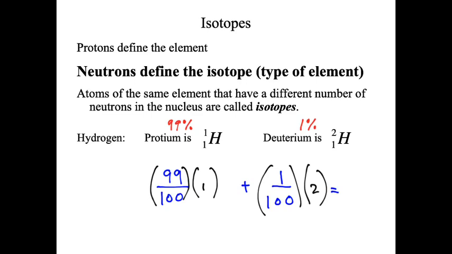Okay? So what we just accounted for here is how we calculate atomic mass. The periodic table tells you atomic mass. Atomic notation tells you mass number. If you average the mass numbers for all of the isotopes, you'll get the atomic mass on the periodic table. Okay?